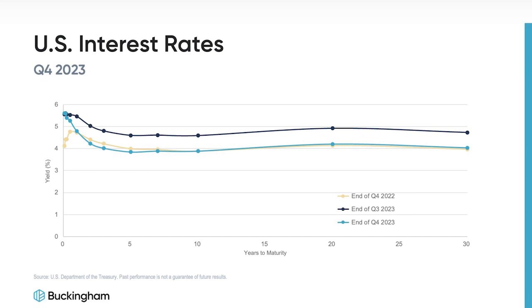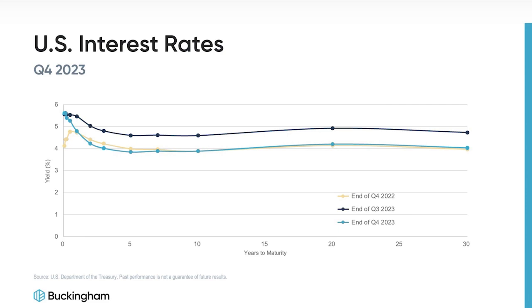Here we plot the yield curve to show the current yields for Treasury bonds at different maturities. The light blue line represents current rates, the dark blue line represents rates from the end of the previous quarter, and the gold line represents rates from 1 year ago. With the exception of the ultra short-term portion of the curve, rates decreased for all maturities during the quarter. As stated previously, this benefited longer-dated maturity debt.